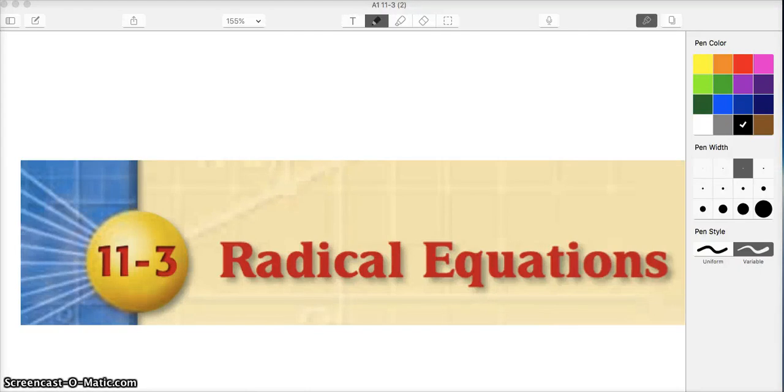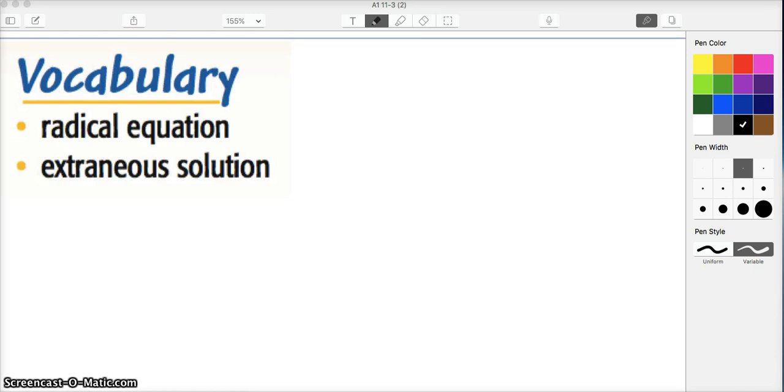Hey Algebra 1, we are in section 11.3 and we're talking about radical equations. A radical equation is an equation where radical expressions are contained within the equation, particularly radicals that have expressions with variables. So these two are examples of radical equations.